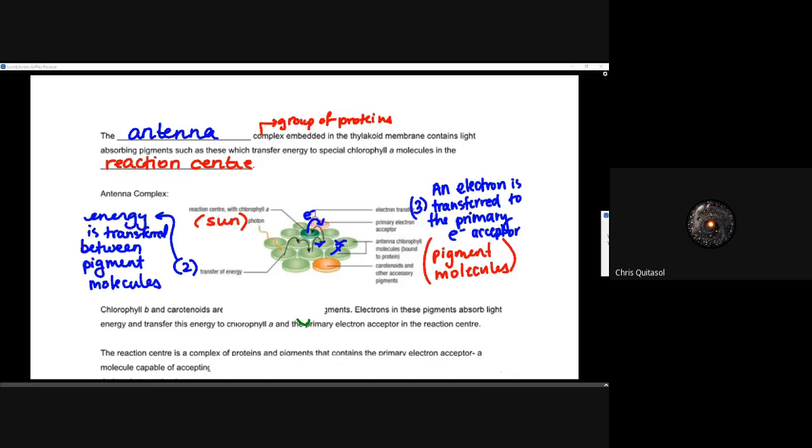It bounces, for lack of a better word, until it reaches its final destination, the reaction center, where the vast majority of a very special pigment exists, and it's going to behave as that primary electron acceptor. So again, much like aerobic respiration, it's going to have a primary electron acceptor at the end of a long chain of reactions.